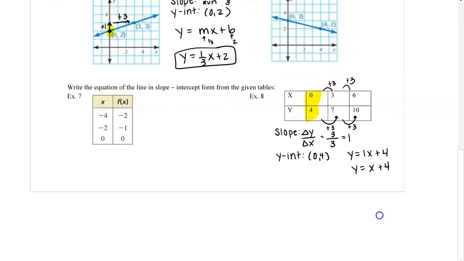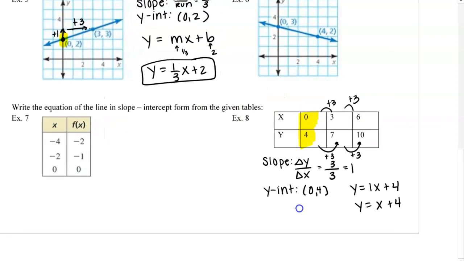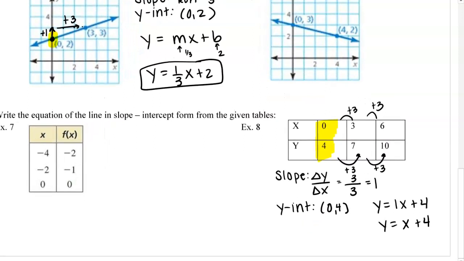One thing I do want to mention is that occasionally you might see another point in your table where 0 and 0 are both the x and y values. This is still considered your y-intercept. It just means that the graph is passing through the origin. So when you write your equation in y equals mx plus b, your b value would just be 0.